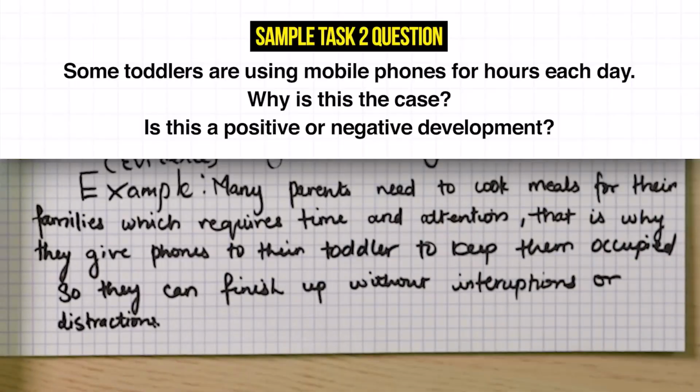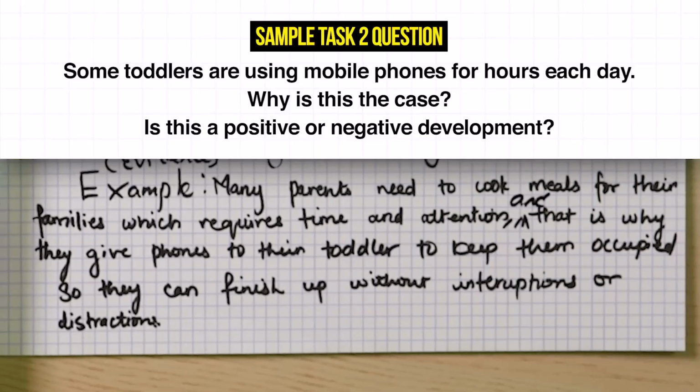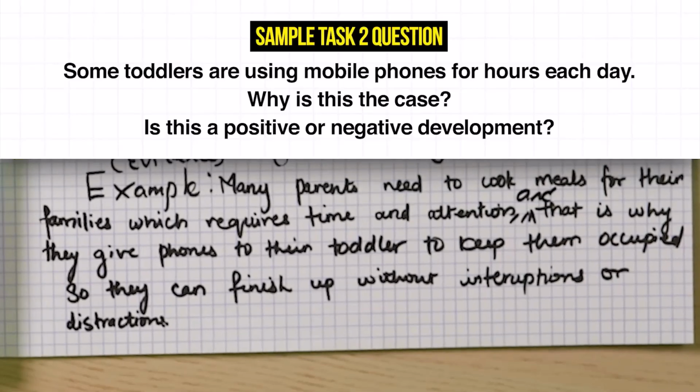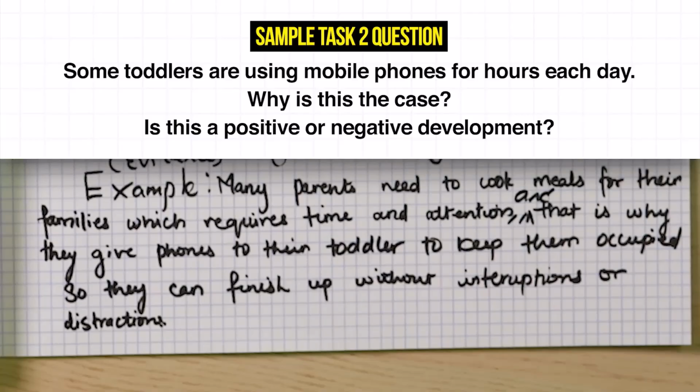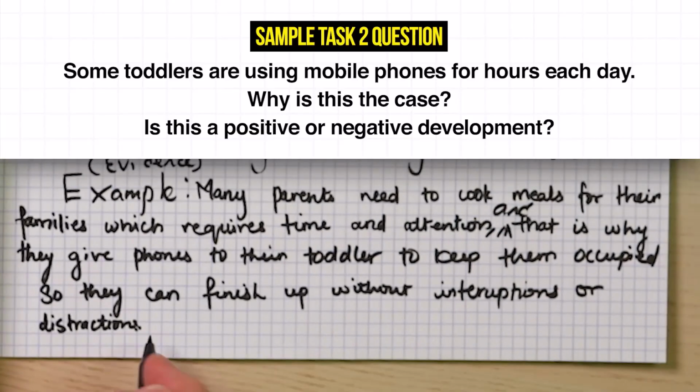Does that make sense? Yeah. Add that in? Okay. Many parents need to cook meals for their families, which requires time and attention, comma, and that is why they give phones to their toddler to keep them occupied so they can finish up without interruptions or distractions. Very good. Now we're going to write the second one without any help, okay?